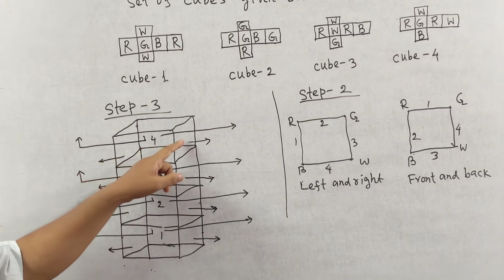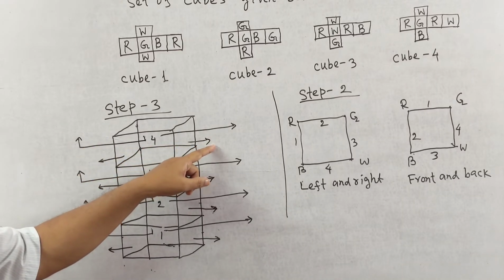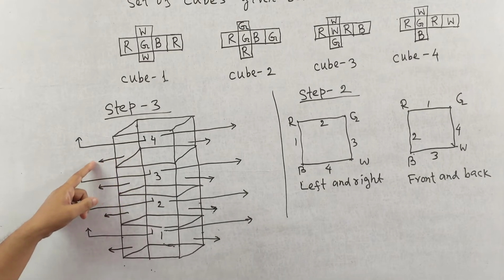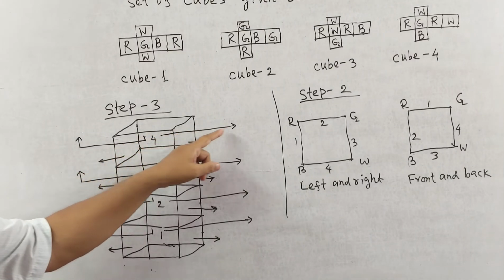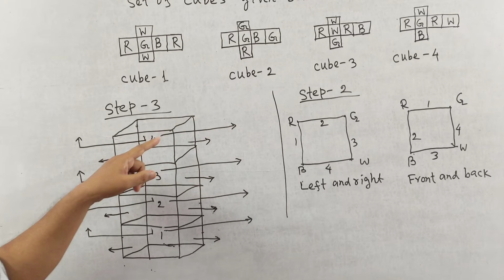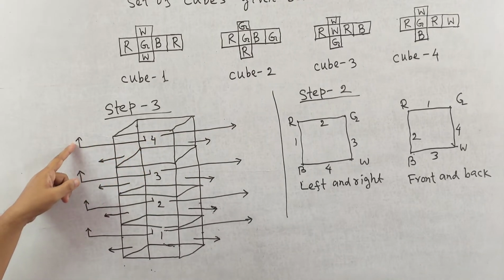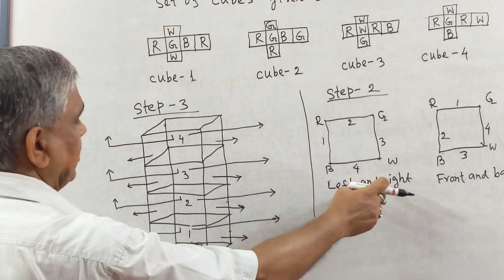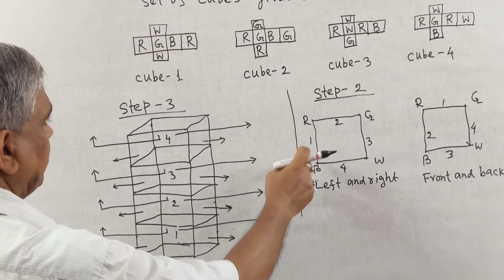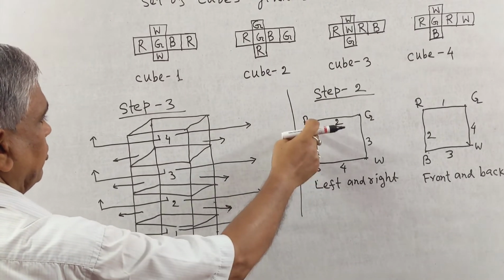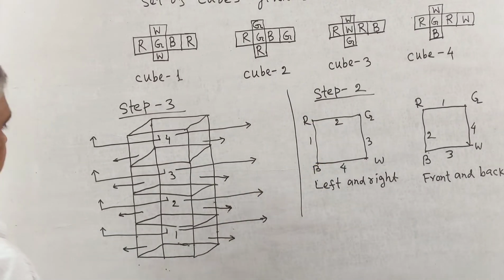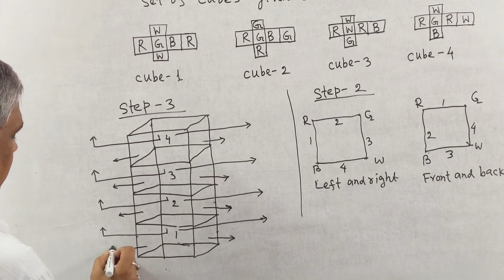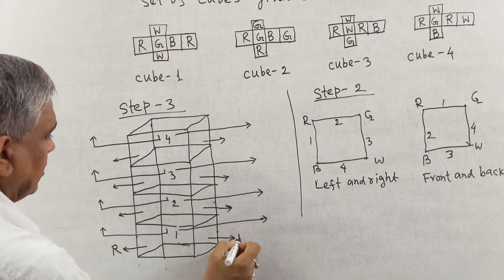In the fourth cube, this arrow is for the right face, this arrow is for the left face, this arrow is for the front face and this arrow is for the back face. So we give the color. Firstly, we give left and right. Here in the first cube we have R and B. So we give one side R, then the other side B.